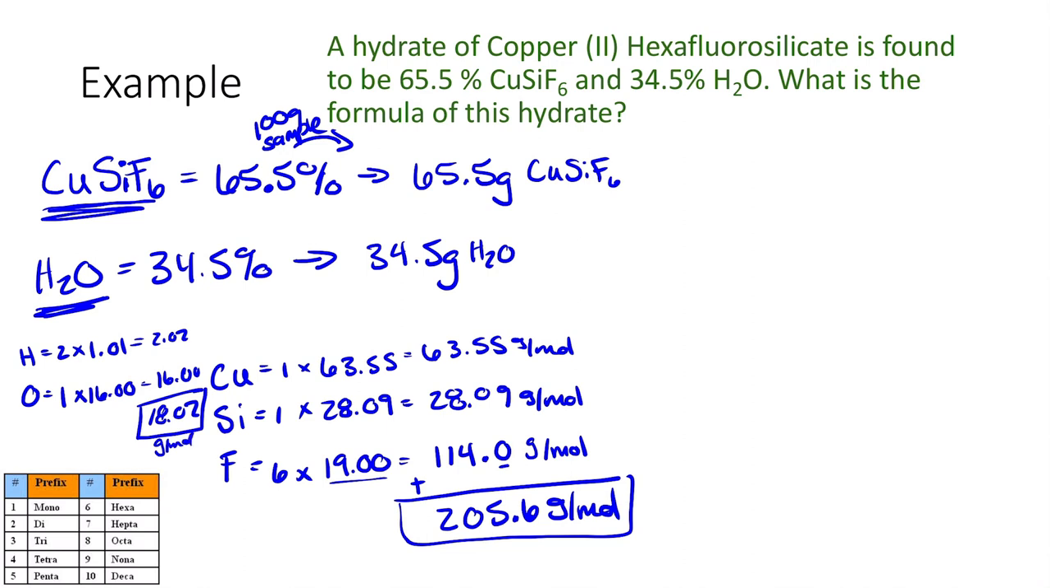All right, now I have a molar mass for both compounds. I can divide by the molar masses to determine how many moles of each I have. And so I'm going to divide this by 205.6 grams per mole, and water by 18.02 grams per mole.